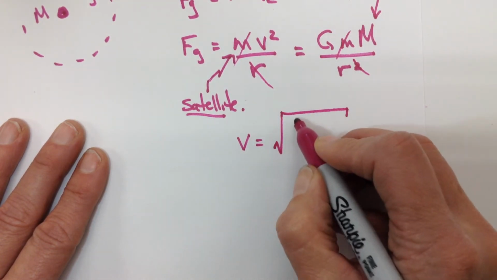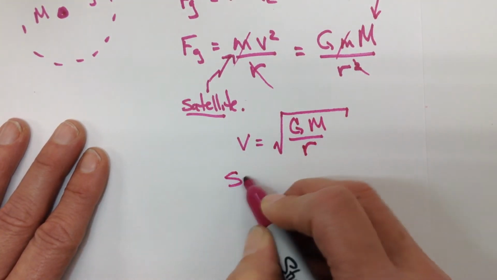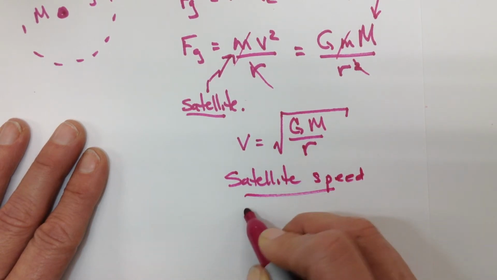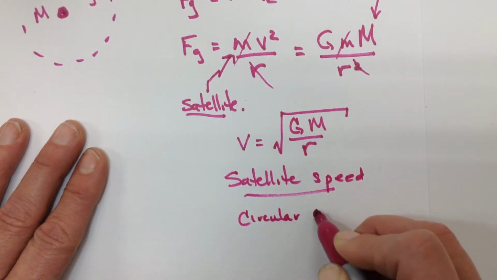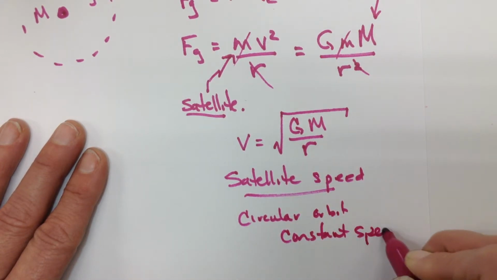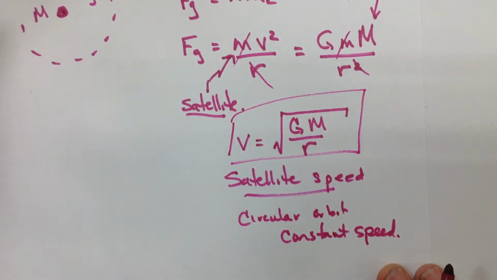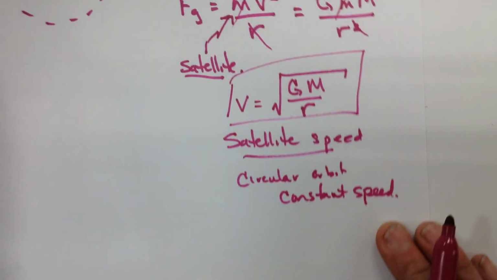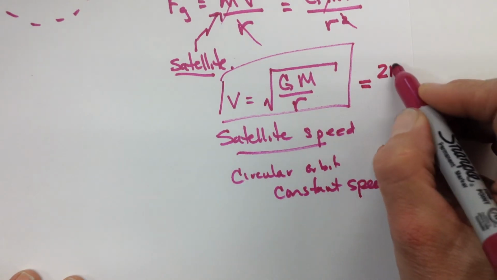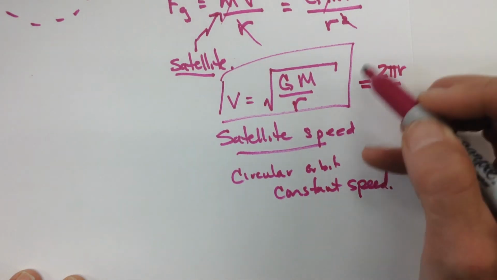The orbital speed or satellite speed is the square root of G times M over r. And this is a formula for satellite speed. Again, we're assuming a circular orbit and constant speed. So again, this formula right here is not given on the equation sheet. It actually gets derived, and it's an important thing to remember. We also know that this speed also equals 2 pi r over T. So if we know how much time it takes to do one revolution, this is another useful formula that we'll use in circular motion.